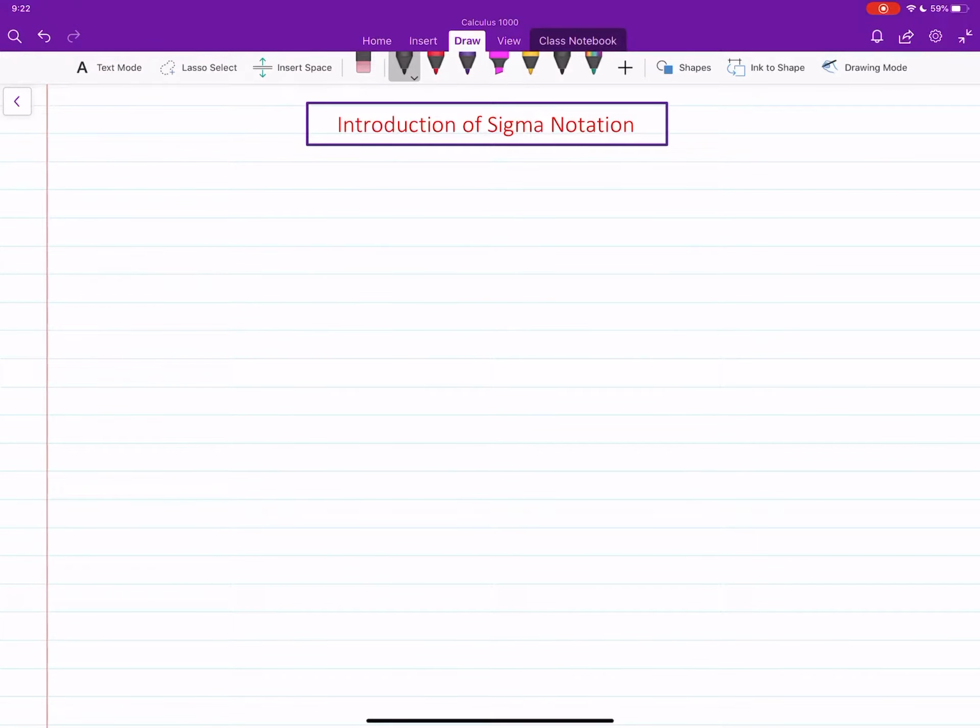Hi. In this video, we will learn a new notation called sigma notation, which will be very useful when we introduce integration. This is when you have a sequence of numbers. So let a1, a2, and so on be a sequence of real numbers, and we want to have a sum like a_m plus a_(m+1) and then up to a_n.